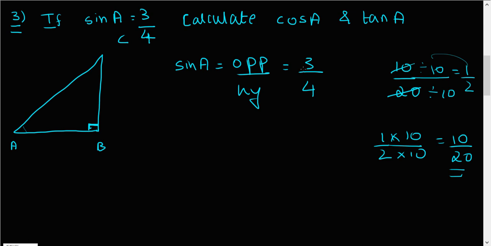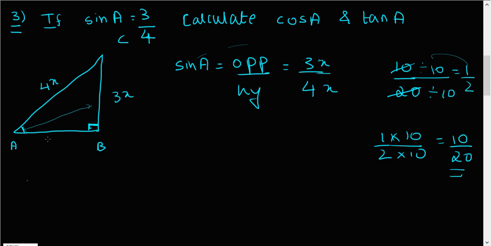So what can be the original? I don't know what the HCF is. They have been divided to get the ratio. So I can say let the HCF be X. So now the original sides are 3 and 4. The ratio of sine A is 3 by 4. So the side opposite to angle A is 3x and the hypotenuse would be 4x. Now I have to find BA.